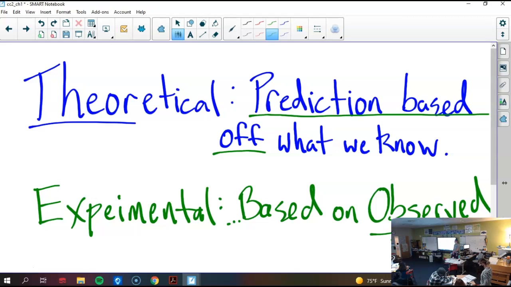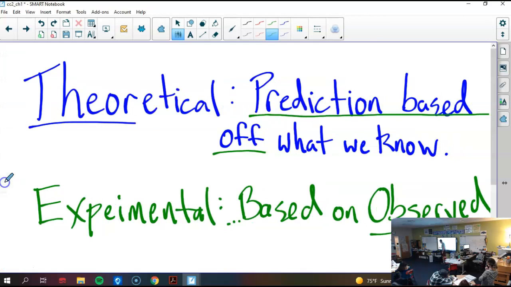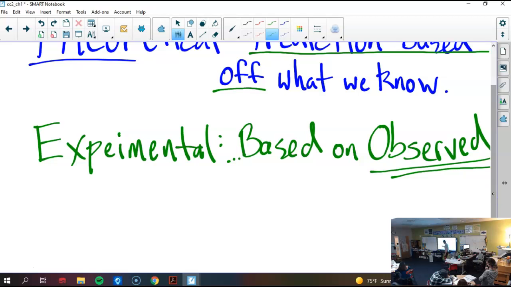Experimental is based off observed, what we saw happen. So, a coin does not have an experimental probability of 50%. We don't know what it is until we do it. We have to actually do it. So another thing that you could write for experimental is that we gotta do it. Do the thing, right? Do the thing.